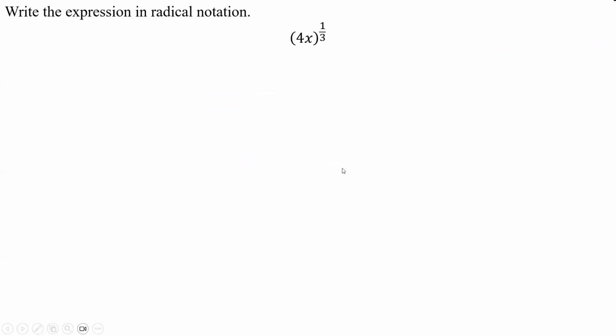This one just wants us to write the expression in radical notation. So that's pretty easy. It's going to be a cubed root because of the 3 there, and what's left over is a 4x, and that's all we have to do, because that's 4 to the 1, x to the 1, which is just the same as 4x.